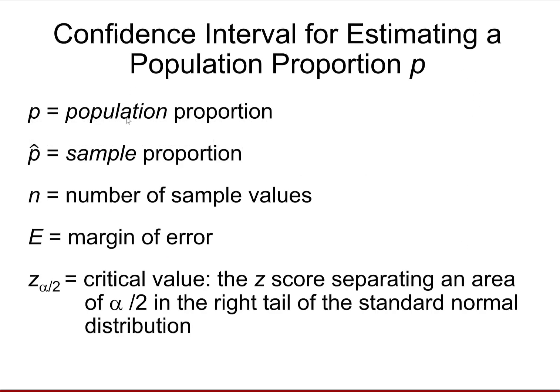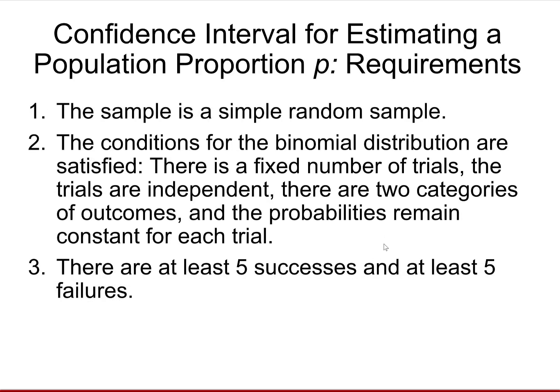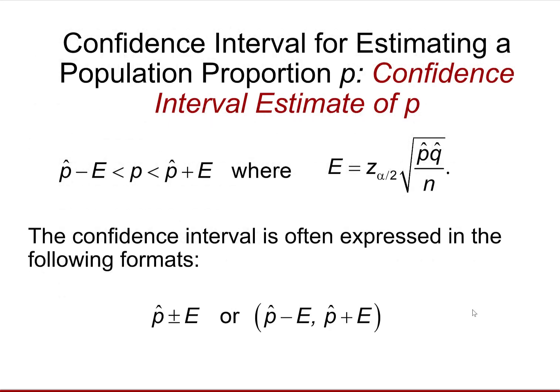P is the population proportion, p hat is a sample proportion, n is the number of observations that we have, E is the margin of error, and Z alpha over 2 is our critical value. We need some requirements here. We have to have a simple random sample. We have to meet the conditions for a binomial distribution: a fixed number of trials, trials are independent, two categories of outcomes, success and failure, and the probabilities remain constant for each trial. And we have to expect to get at least 5 successes and 5 failures.